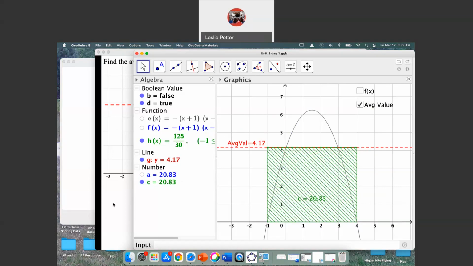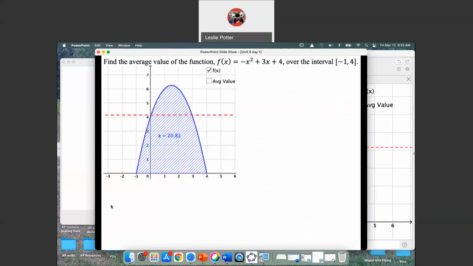So how does that look algebraically? The ultimate goal is to find the height of that rectangle, to find the location of that horizontal line. The first thing we need to do is integrate to find the area underneath this curve. So we're going to integrate that function over the domain from -1 to 4.